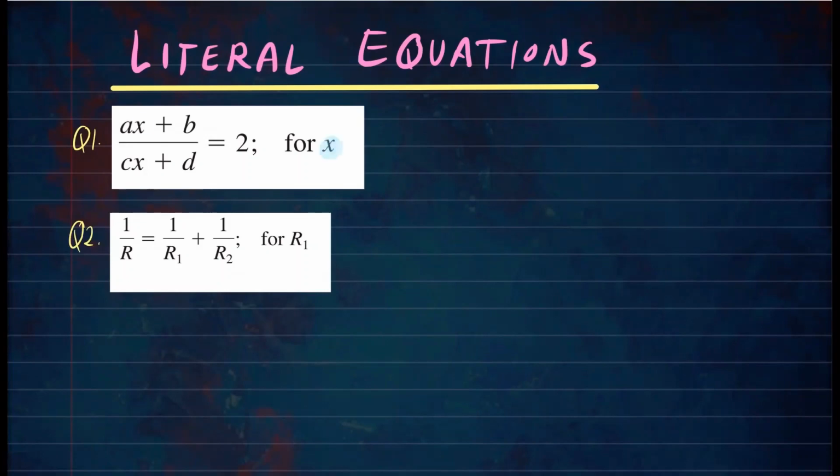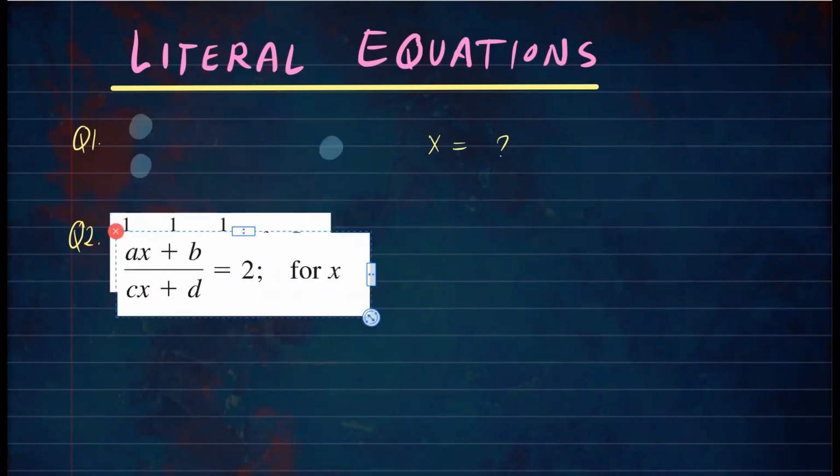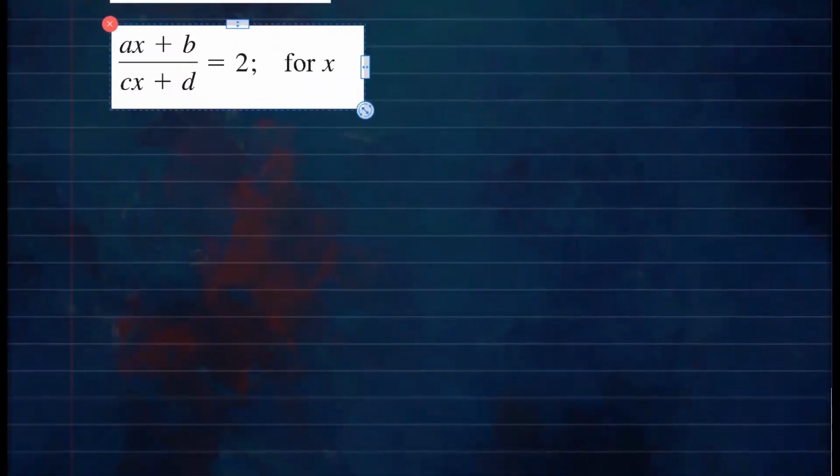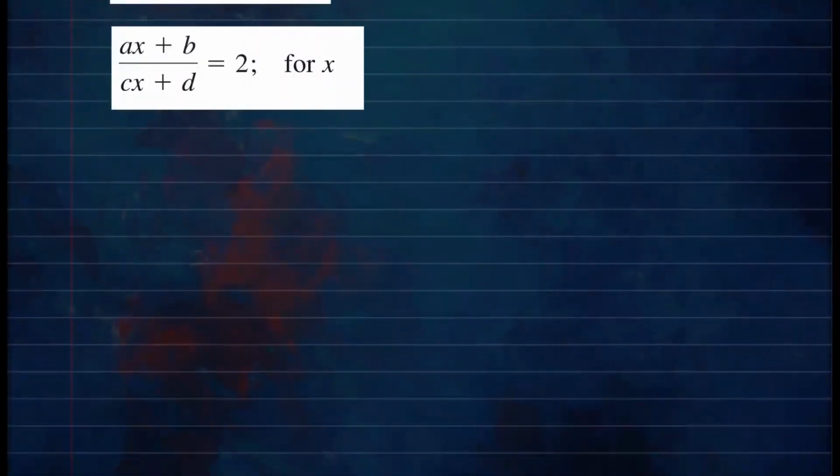So I see x appears right here and here. So we need to isolate and have the equation set x equals to something. Let's go ahead and see how we're going to do that. So I'm going to go ahead and just pull this down here and start working on it. So we're going to multiply both sides by the denominator cx plus d. So that leaves us with ax plus b is equal to 2 times cx plus d.